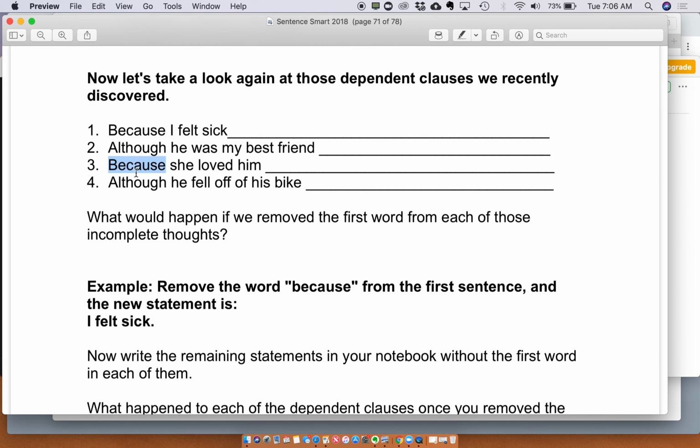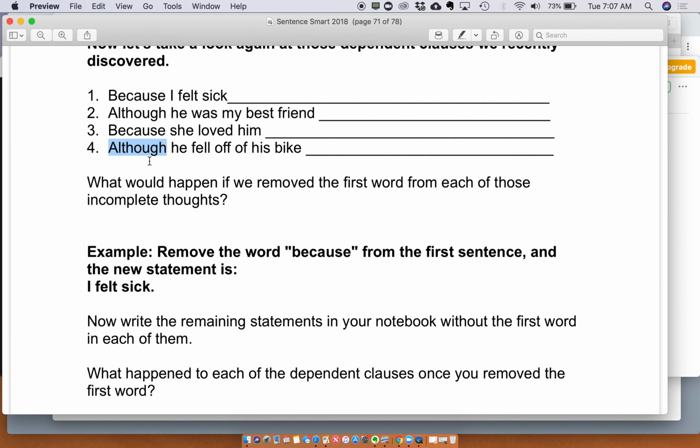What if I remove the word because? Now I have she loved him. And that makes complete sense, and it becomes an independent clause or a complete sentence. Although, let's remove that. So now I have he fell off his bike. And that's an independent clause or a complete sentence. When I remove these first words, these groups of words change from becoming dependent clauses to independent clauses.